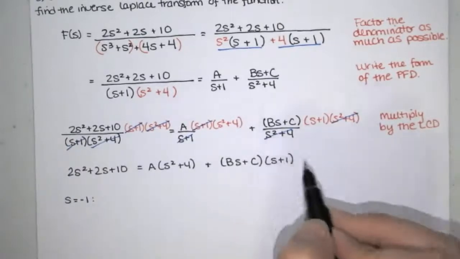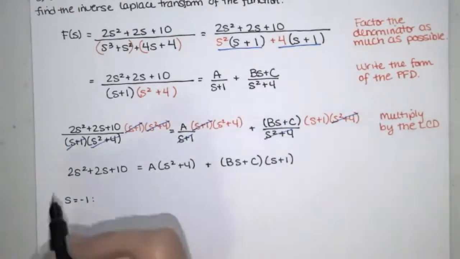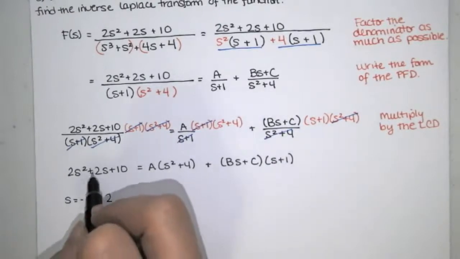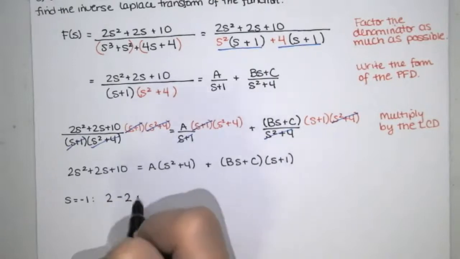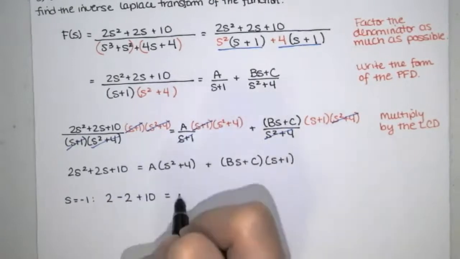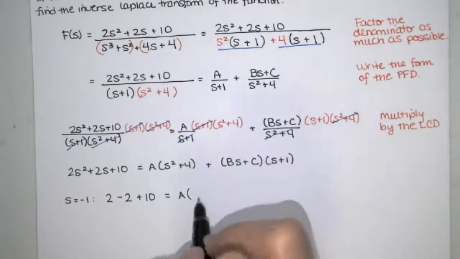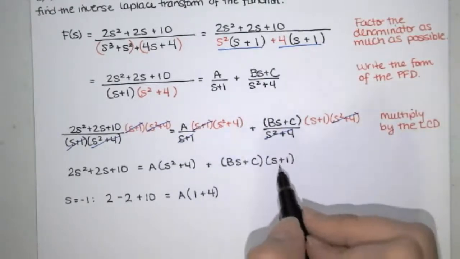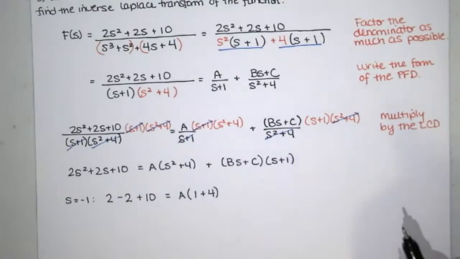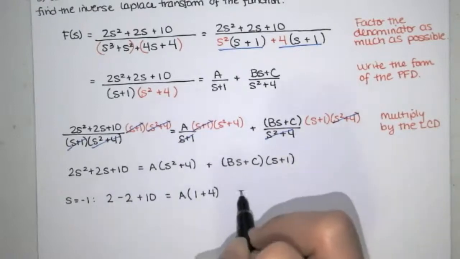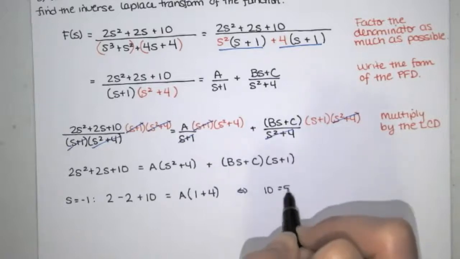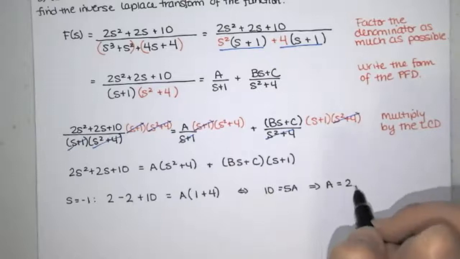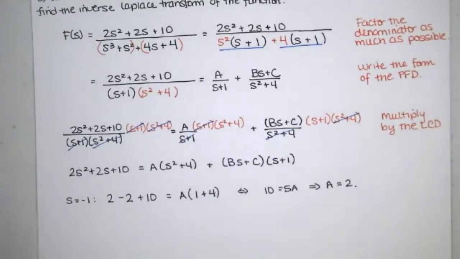So when s is equal to -1, this factor is 0. So we'll have 2 times -1 squared, which is 2, plus 2 times -1, which is -2, plus 10 equals A times -1 squared, which is 1, plus 4, plus Bs plus C times the quantity -1 plus 1, which is 0. So we end up with 10 equals 5A, which means that A is equal to 10 divided by 5, which is 2. Okay, great.